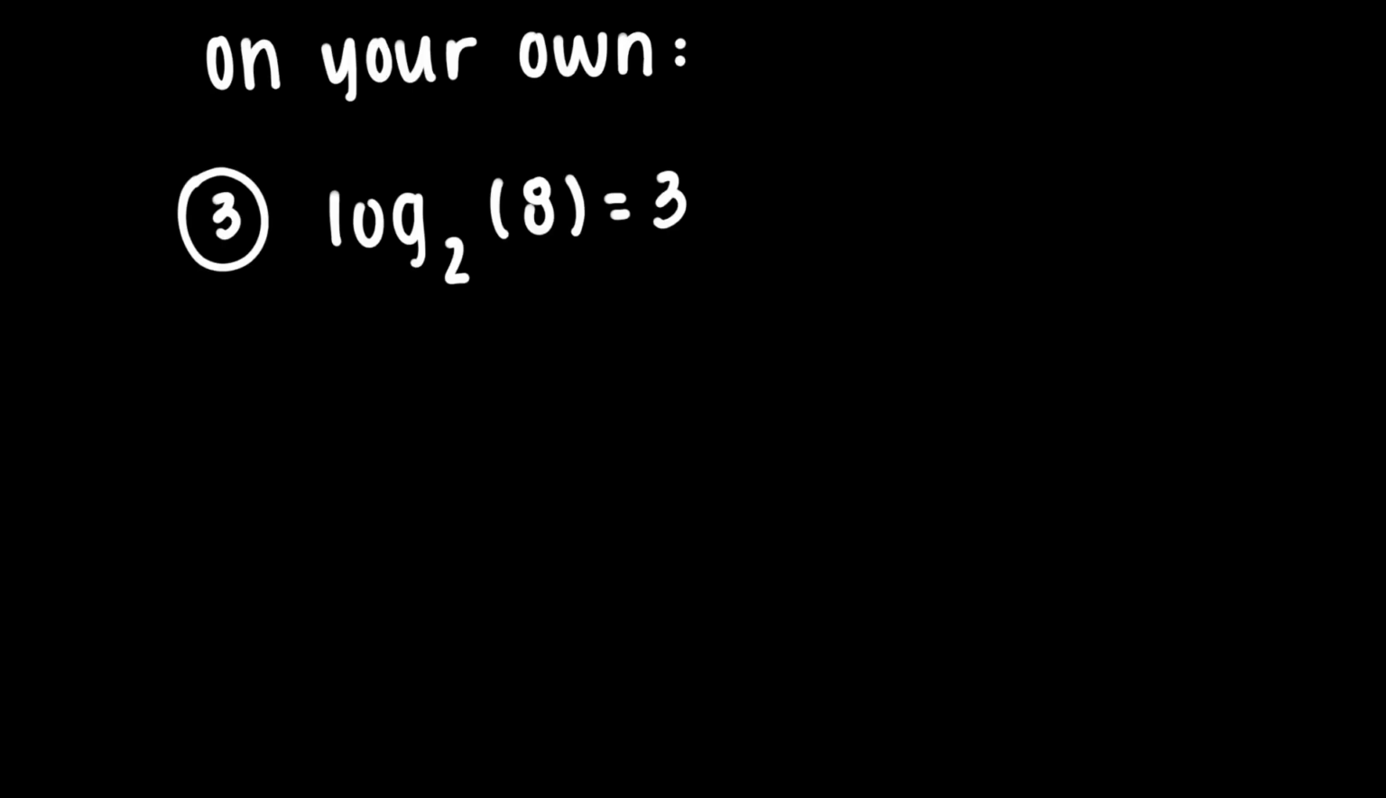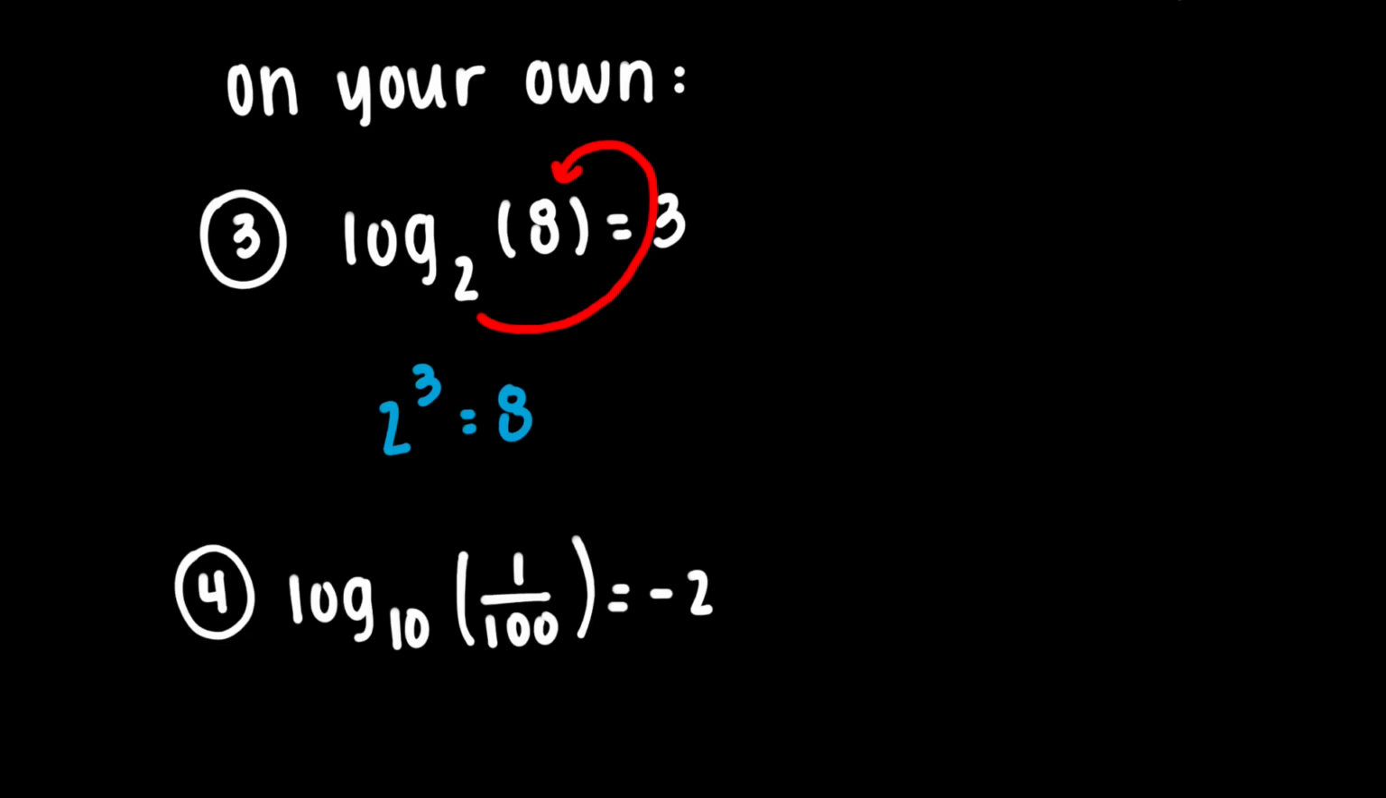The first example you're going to try on your own is log base 2 of 8 is equal to 3. Remember, I want you to write this as an exponential. After doing example 3, you should have gotten 2 to the 3rd is equal to 8. Your second example I want you to rewrite is log base 10 of 1 over 100 is equal to negative 2. And for this one, you should have gotten 10 to the negative 2 is equal to 1 over 100.